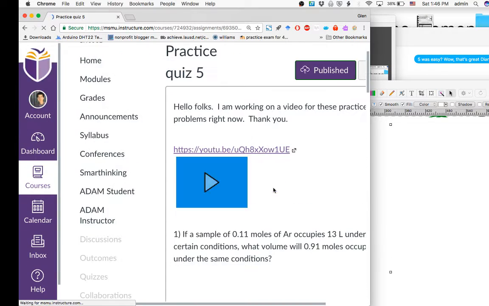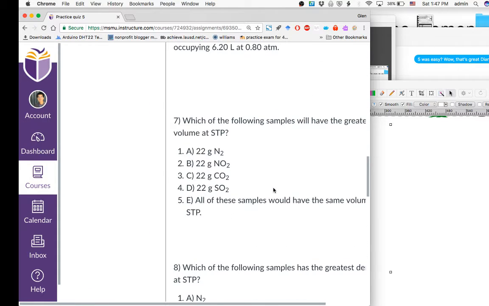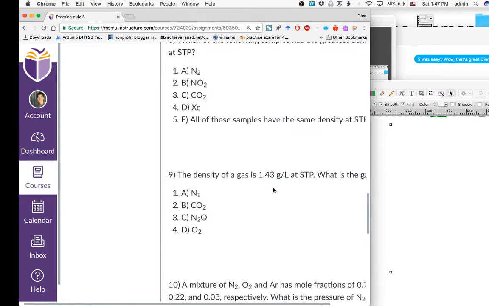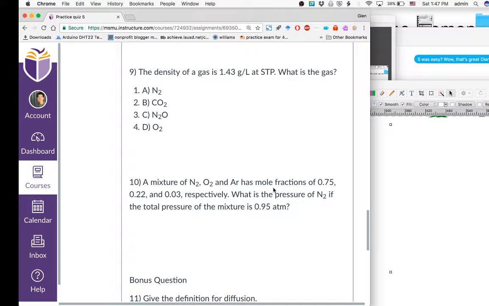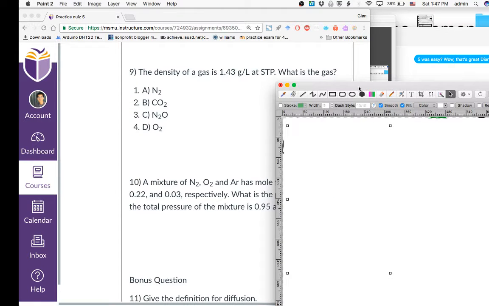28 plus 16 is 44. Wow, so that could be a problem. Let's see if either of those is the answer. Let's see. The density of a gas is 1.43 grams per liter. What is the gas? There might be another typo in here.